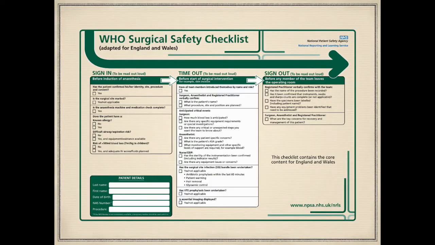In 2008, the World Health Organization launched the Safer Surgery Saves Lives initiative, spearheaded by the surgical checklist. It comprised 3 phases to be completed: the sign-in before the anaesthetic, the timeout just before the start of surgery, and the sign-out at the end of surgery.